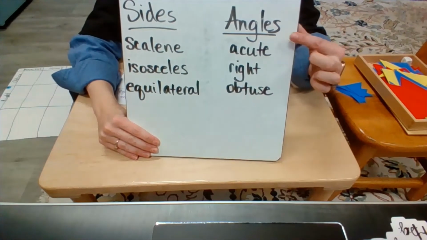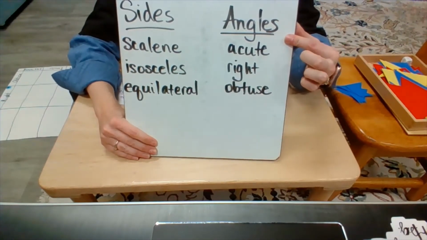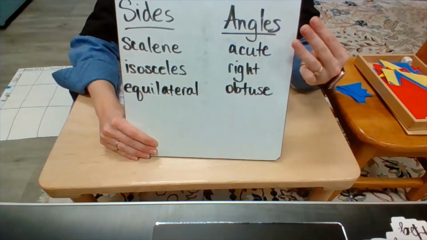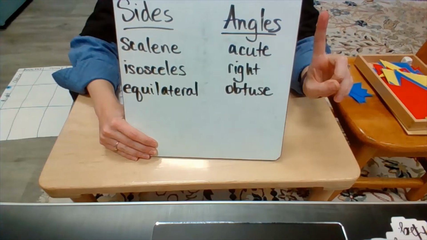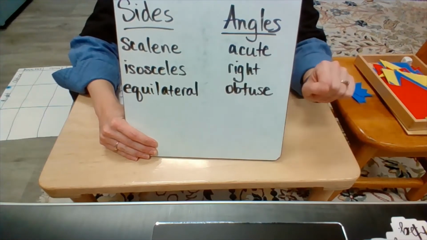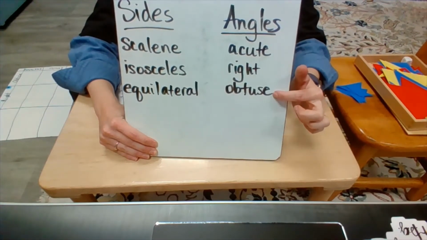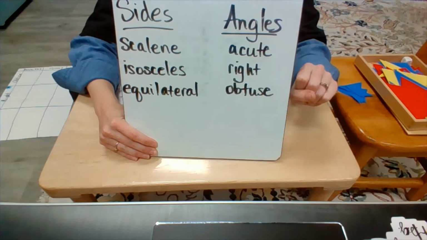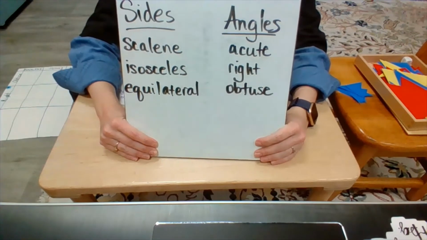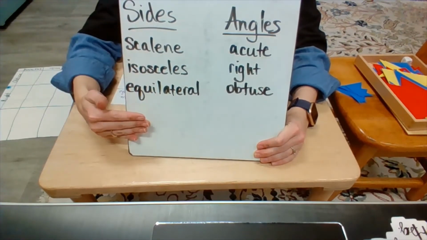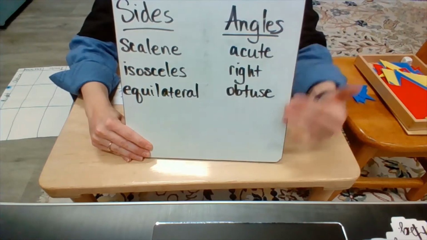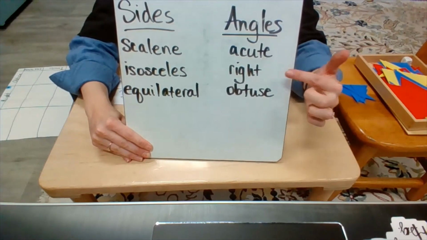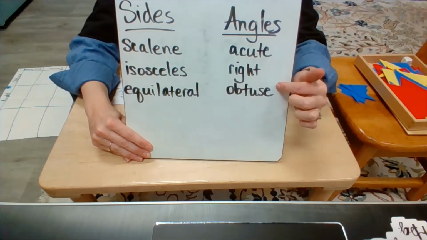Or you can look at the angles, whether they are acute, all three angles are less than 90, right, which means one angle is exactly 90 degrees and the other two are acute, or obtuse, one angle is greater than 90, the other two are always acute. So when we look at sides, we are saying how many of them match. When we are looking at angles, we're saying, are any of them right or obtuse?